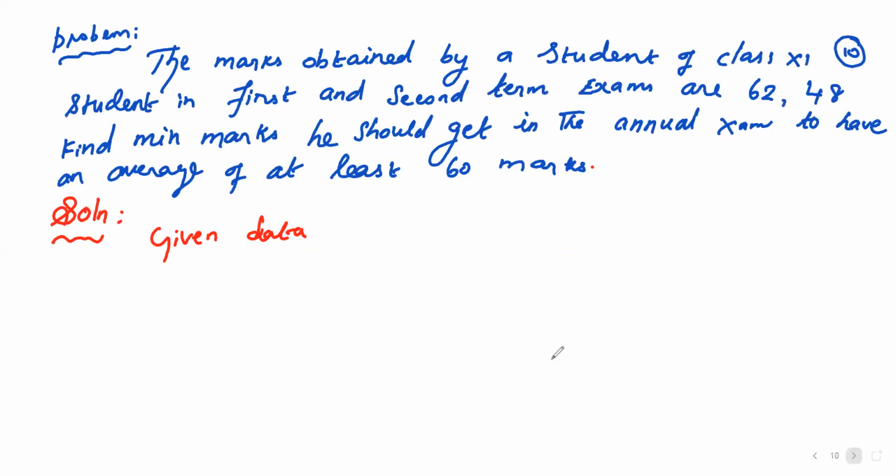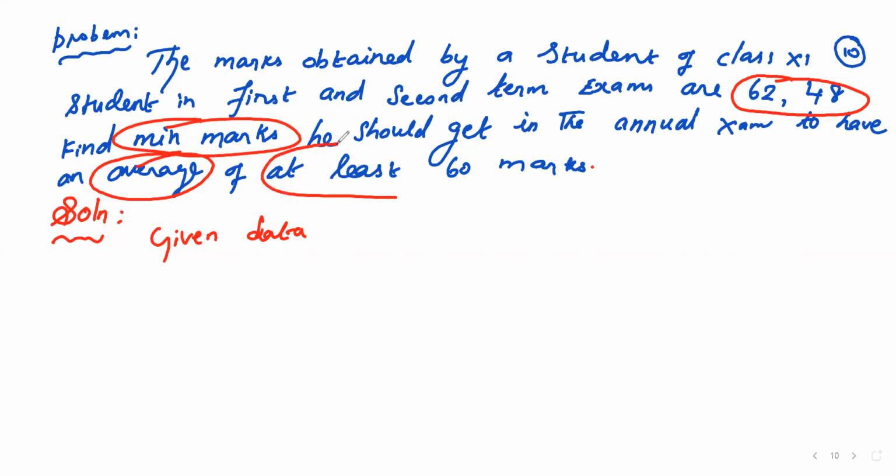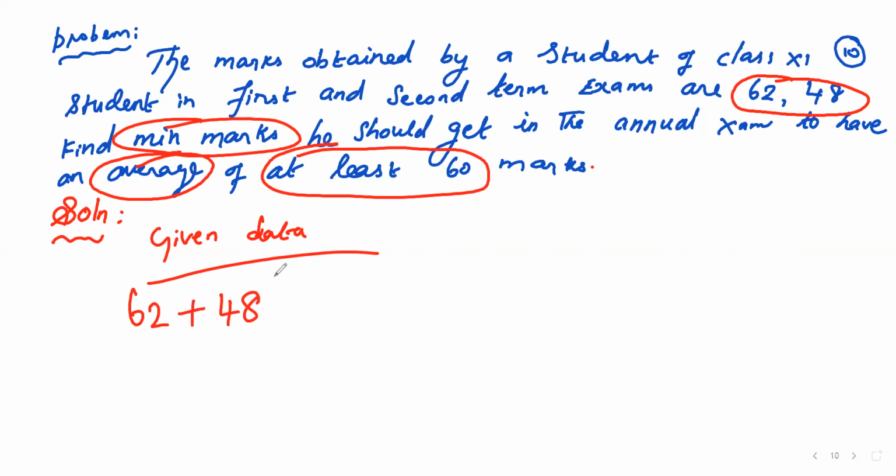Okay, next. Some bigger problem they have given. The marks obtained by a student of class 11 in first and second term exams are 60 and 48, very poor marks. Find the minimum marks he should get in the annual exam to have an average of at least 60. These are the important hints in the question. What are the marks? 60 and 48 in the first and second exams.